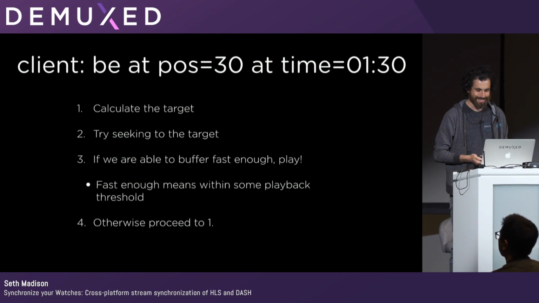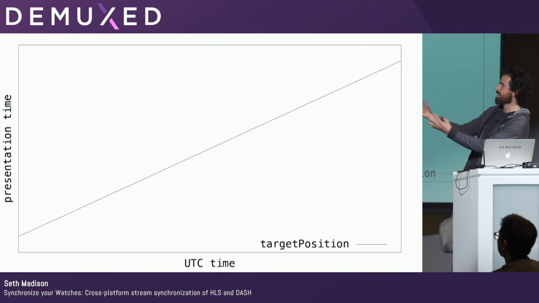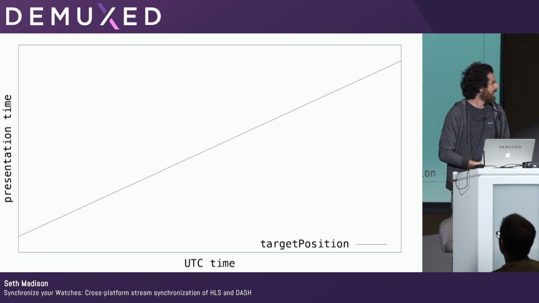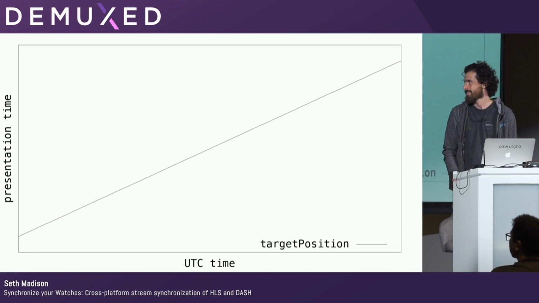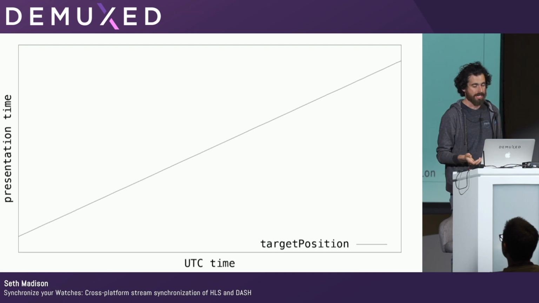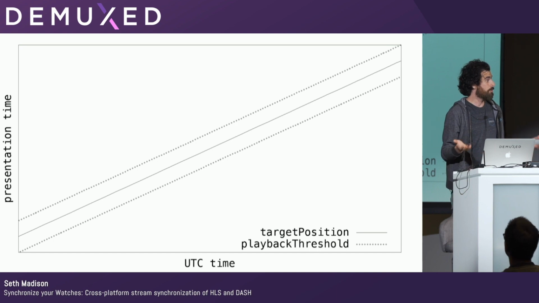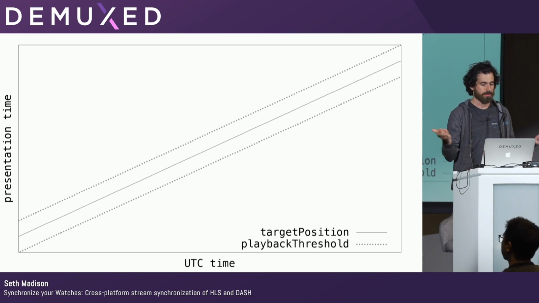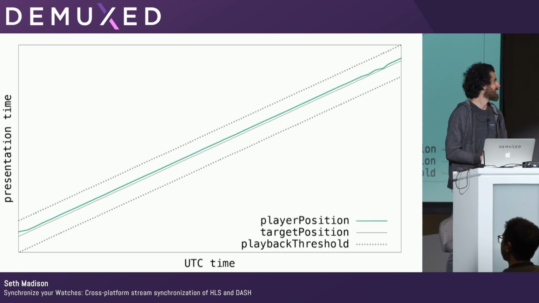OK. Now I'm going to show some data. This is a very busy chart. We have UTC time going across the x-axis, and we have presentation time going across the y-axis. And we've defined a target position as a function of UTC time, and so it goes up linearly with UTC time. I mentioned that we're going to define some threshold. If our player position's within the threshold, then we're going to let it play. Otherwise, we're going to keep seeking. And here's what it'll look like, right? We'll just seek somewhere, and then it'll play, and it's going to be right in line with the target.